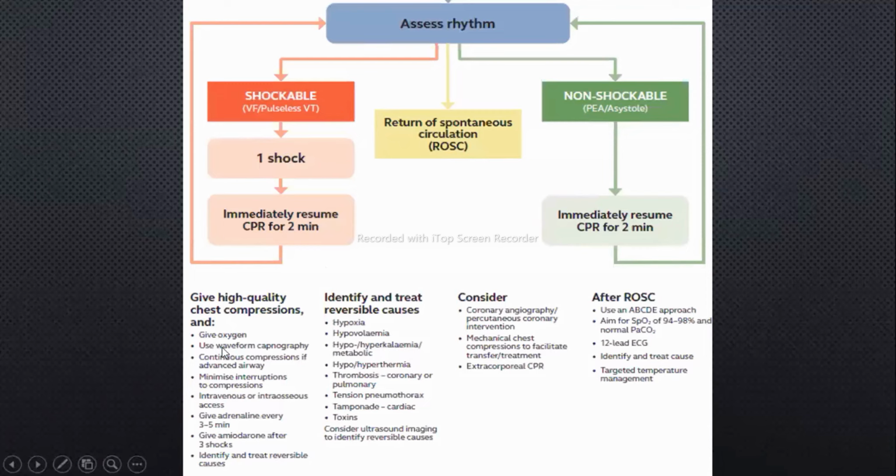Here you have to give oxygen, waveform capnography, and continuous compression if advanced airway. If the patient is intubated, you will not do 30:2. It will be chest compression continuously. Minimize interruption, intravenous or intraosseous access. I want to give intravenous access, guys, after how many attempts for IV access?